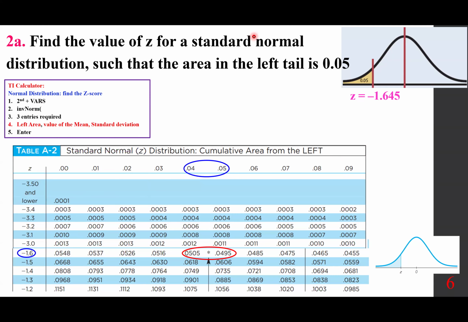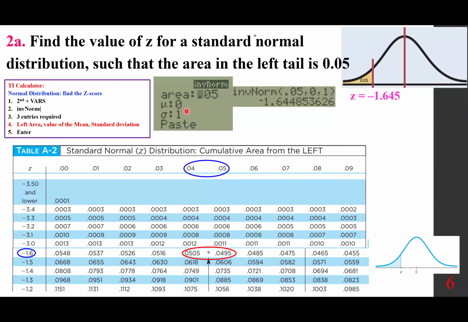Having said that, if we were to use any type of technology, for example, TI calculator, we would go with second vars, standing for variables, inverse norm, and we put the entries. So we want the area to the left, which is 0.05, mu is 0, sigma is 1 for standard normal distribution, and we get this answer. Depends on where you want to stop as far as the number of decimals. As you can see, the number 4, if the next digit is 8, you have to take it up to 5. So that's how you do the rounding, of course.